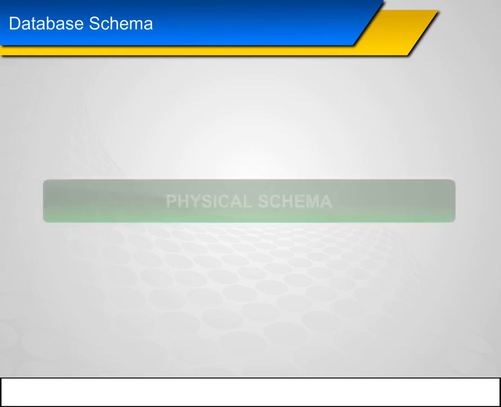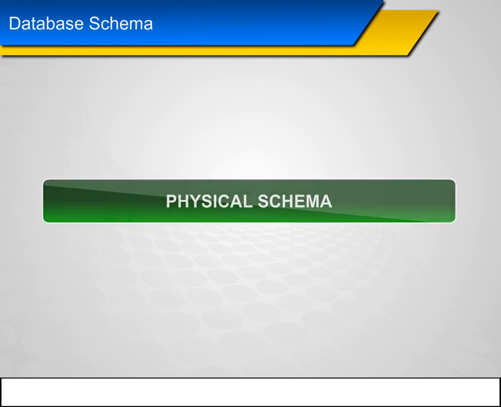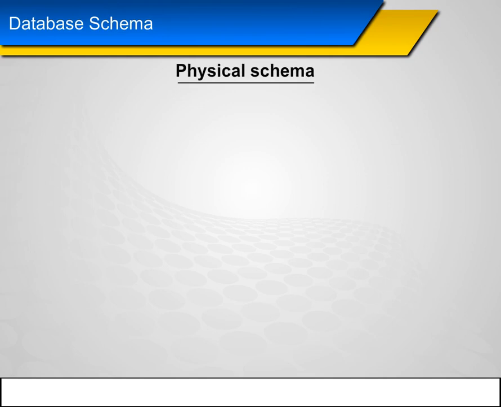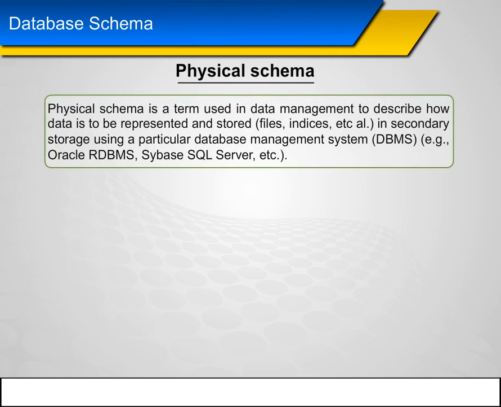Database schema. Physical schema. Physical schema is a term used in data management to describe how data is to be represented and stored, files, indices, etc. in secondary storage using a particular database management system, DBMS. Example: Oracle RDBMS, Sybase SQL Server, etc.